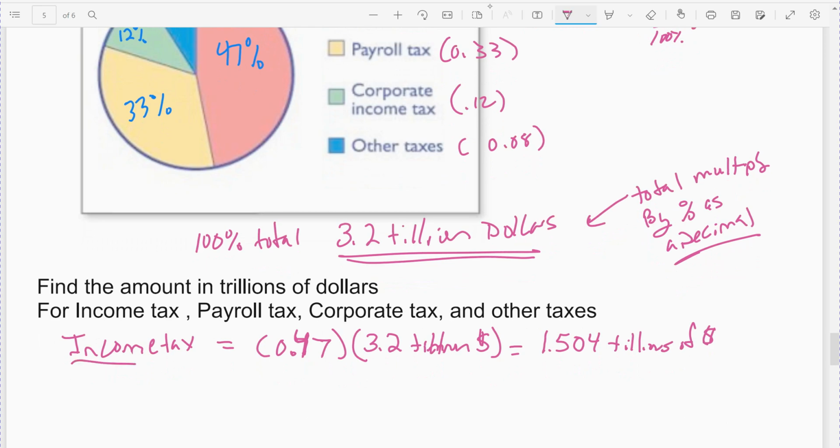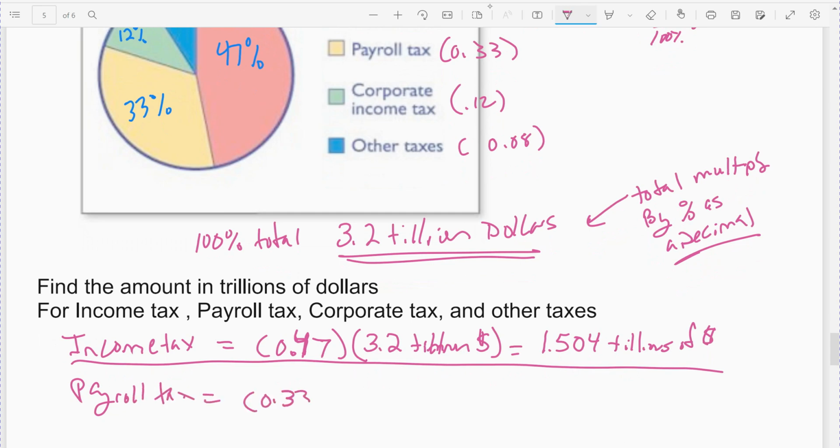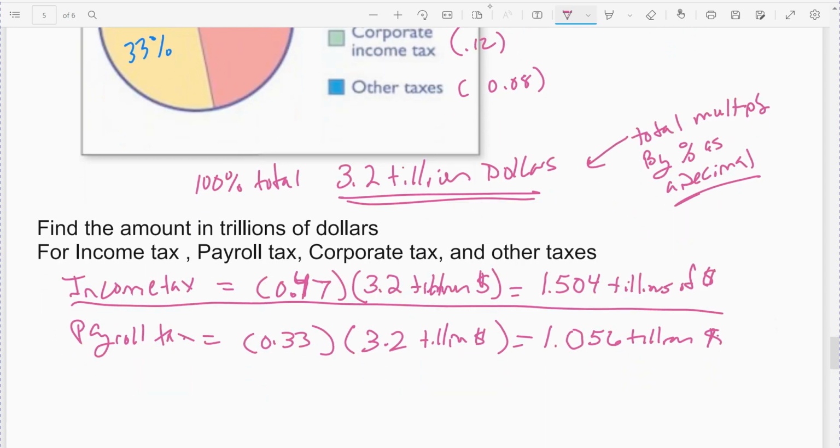All right, so we've done the income one. Let's do the payroll. Well, the payroll was 33% as a percent, but 0.33 as a decimal. Multiply it by our total, $3.2 trillion. So 0.33 times 3.2 comes out to be 1.056, and I'm going to leave it exact, trillion dollars. So of the 3.2, 1.056 trillion of it comes from the payroll tax. All right, corporate tax.